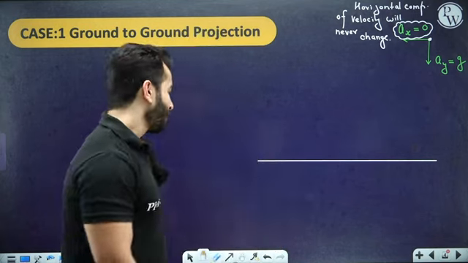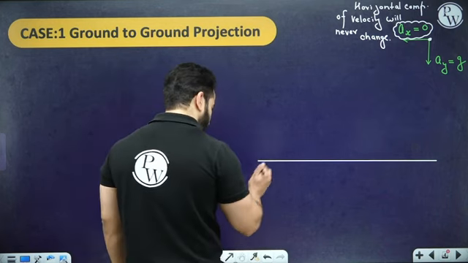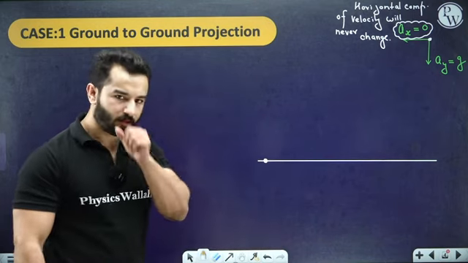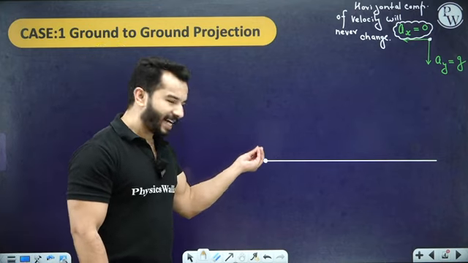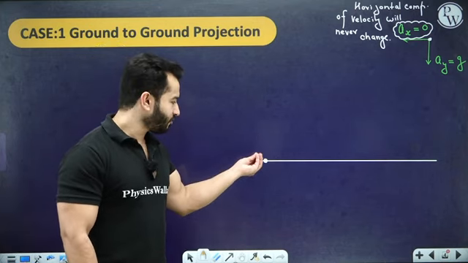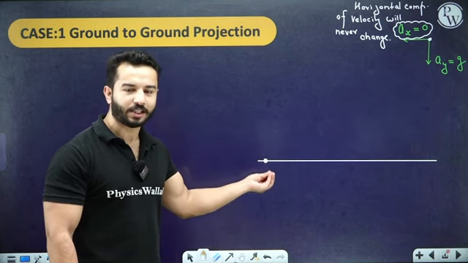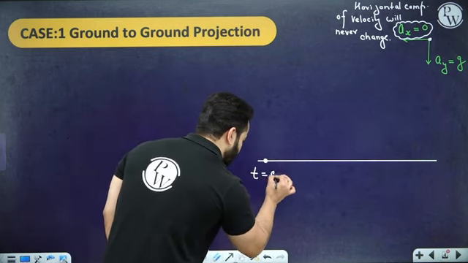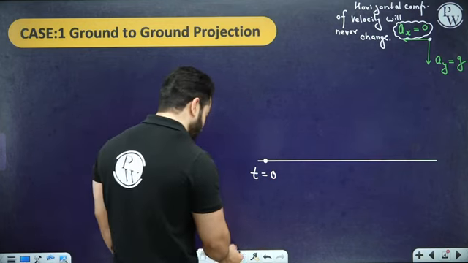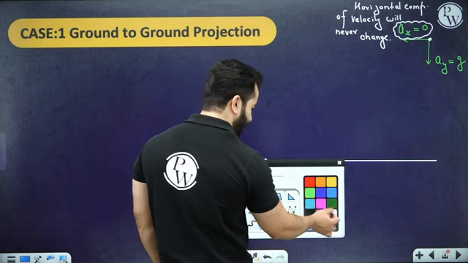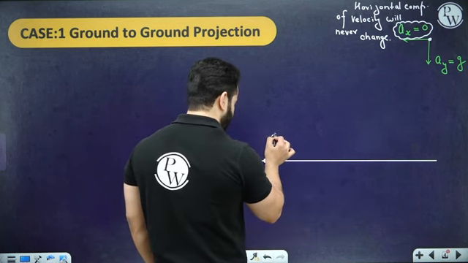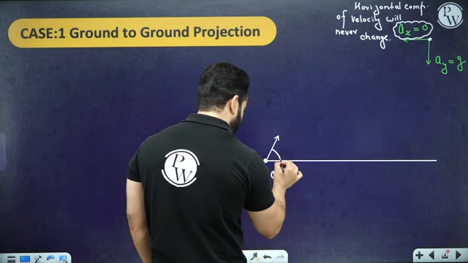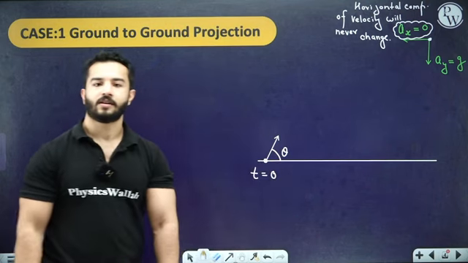So please note that. Now, let's suppose that we have got a particle. We are not going to talk about its mass. Let's suppose that it is at the origin, and initially, at this particular point, time is 0. It has got a certain initial velocity at an angle of theta. So this is theta, right?